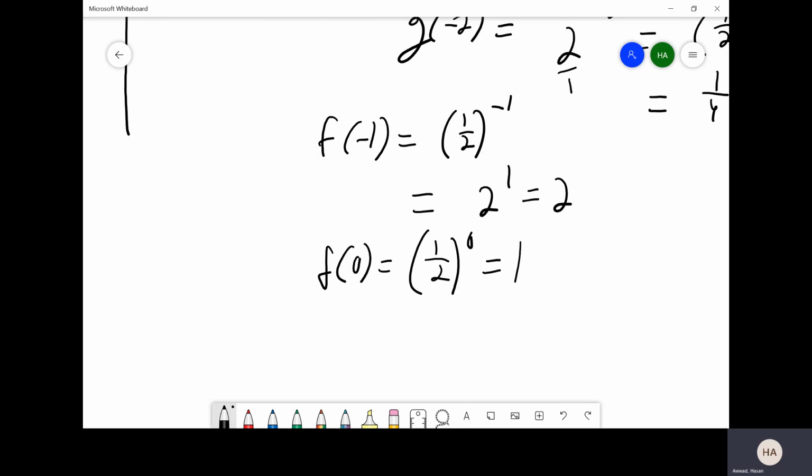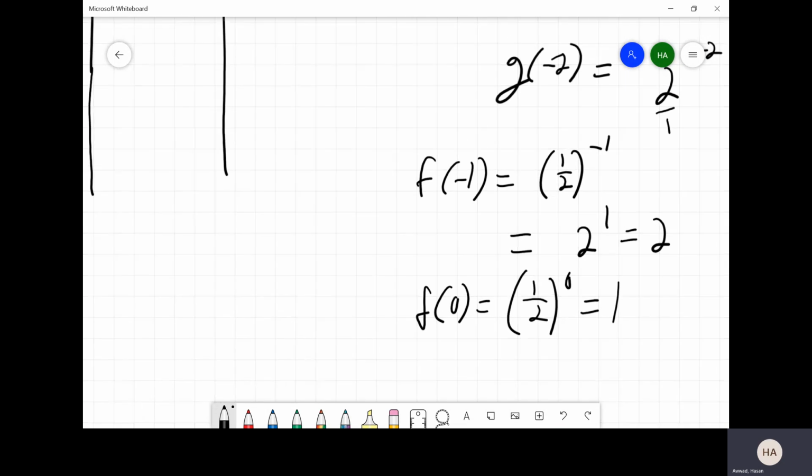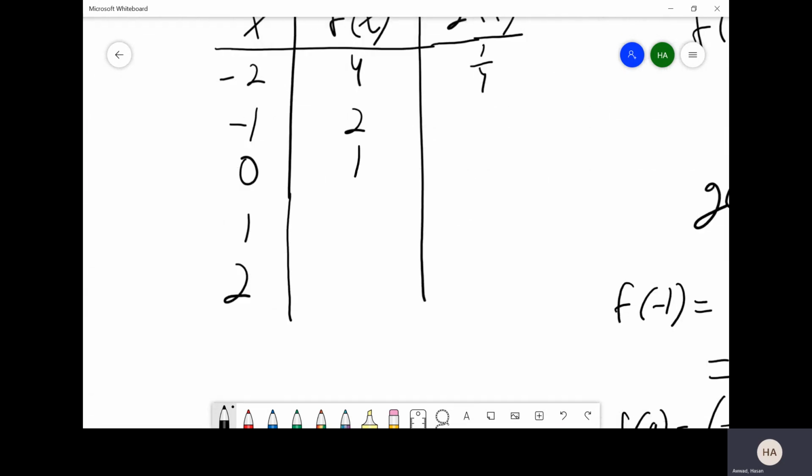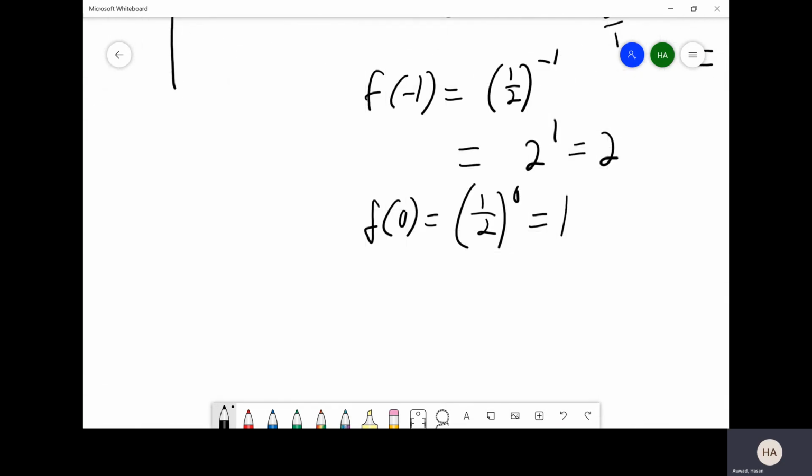But for all other numbers, as long as your base is not 0, any number to the 0 power is equal to 1. So 1/2 to the 0 is just 1. And then we have 1/2 to the first power. Any number to the first power is just that number back. So we just get 1/2.